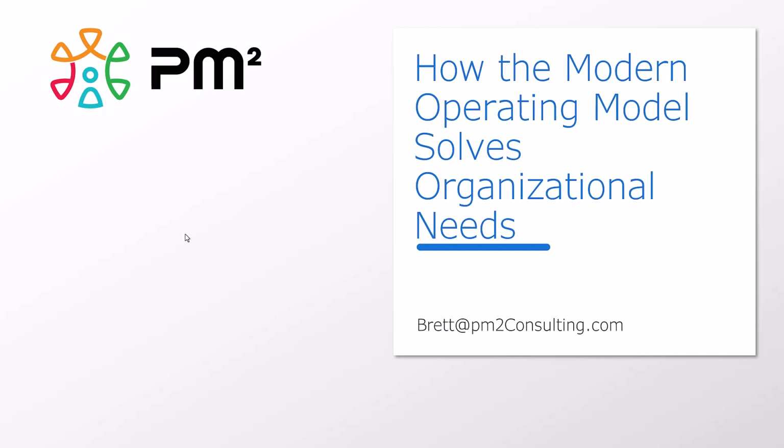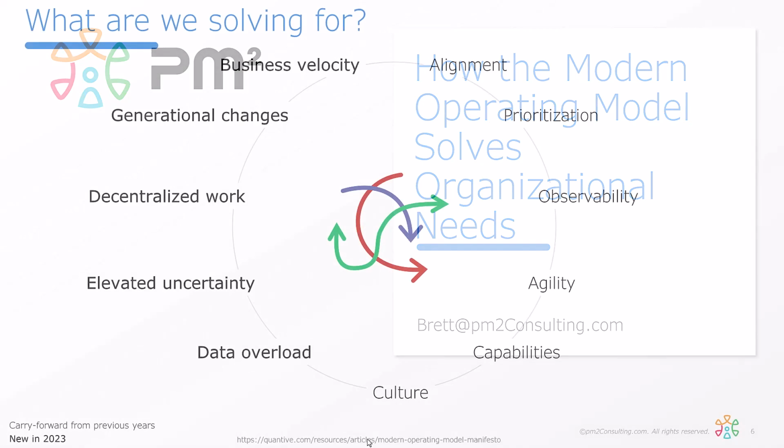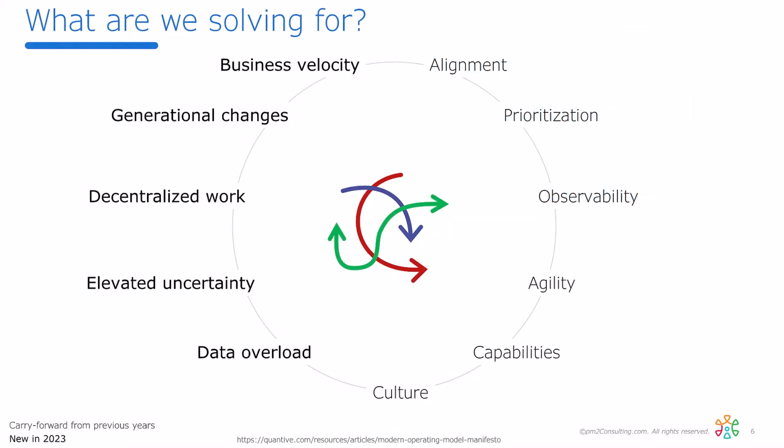So what is it this modern operating model solves in organizations? In the previous video, I quickly touched on what we're solving for. And these are the stressors in organizations. Now, not every organization has all of these stressors. They're not all equally important. You need to figure that out for yourself. But the recipe is common.